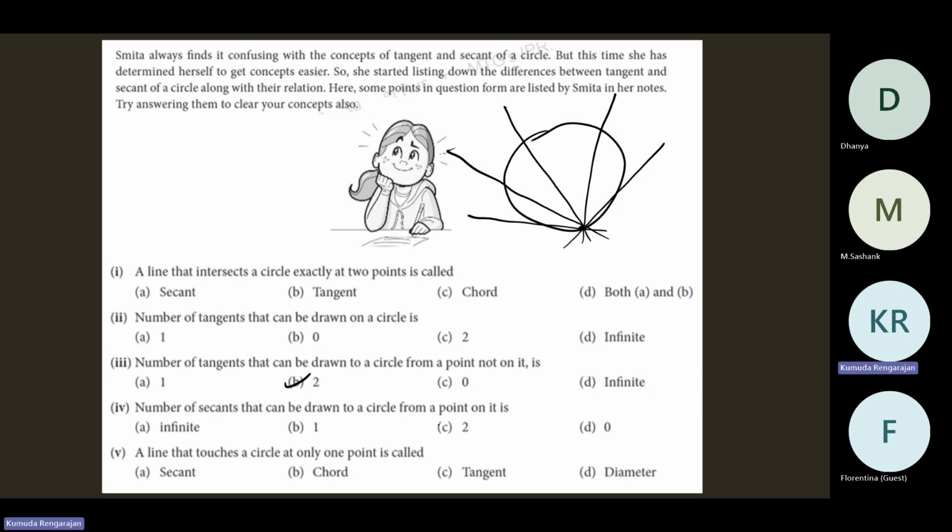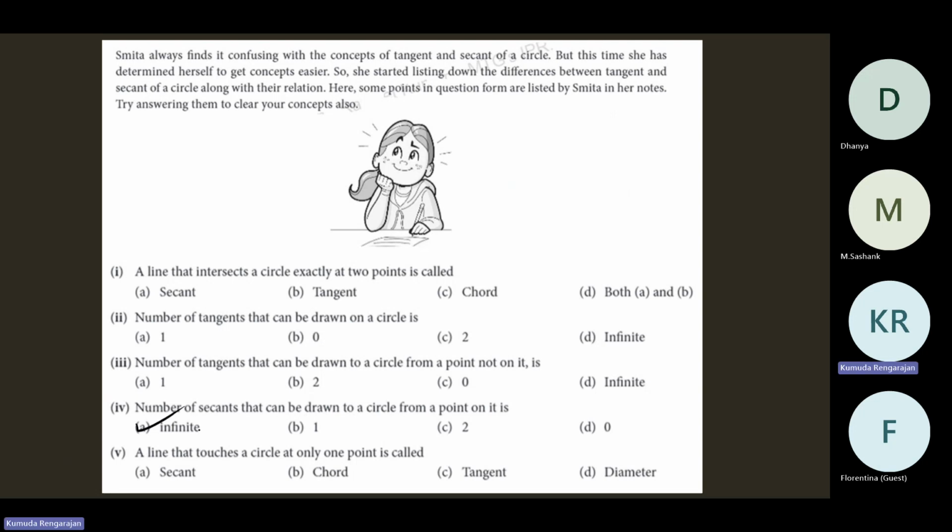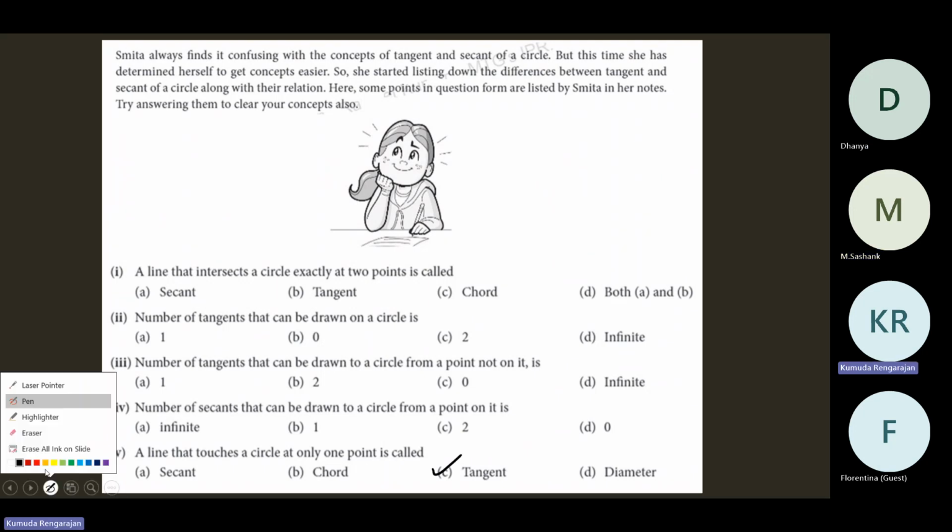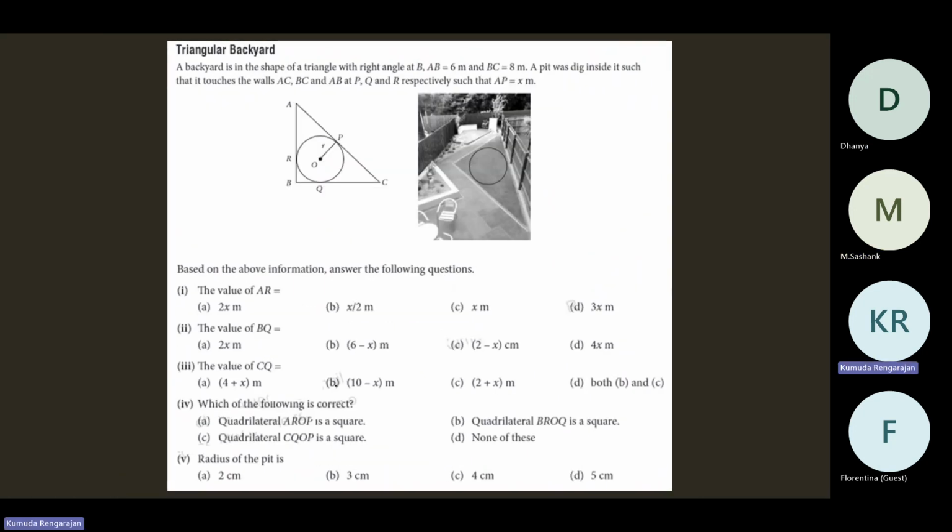So number of secants that can be drawn to a circle from a point on it. When you take a point on the circle, you can draw infinitely many secants to the circle. So this is the answer. A line that touches the circle at only one point is called a tangent. Very good.